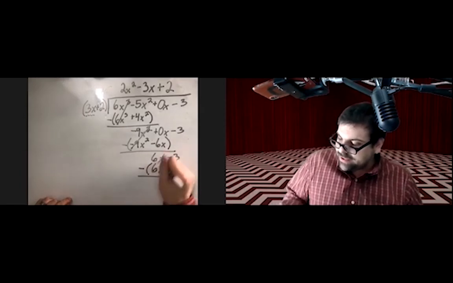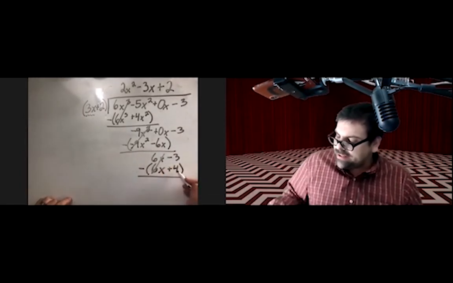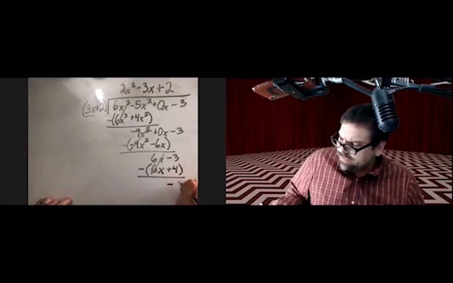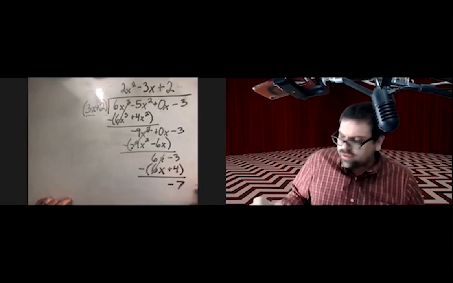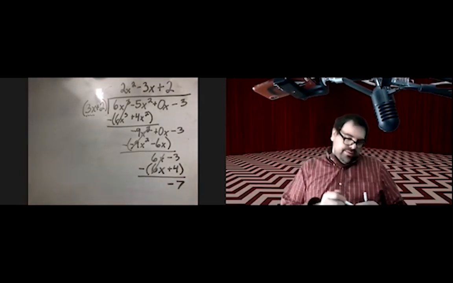6x minus 6x, that goes away. Negative 3 minus positive 4 is negative 3 minus 4. I am left with the remainder of negative 7. Now, what do I do with that?